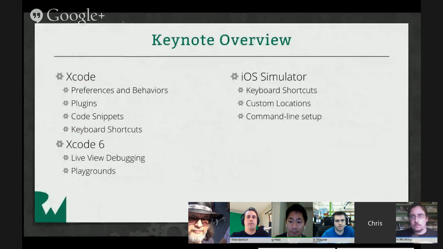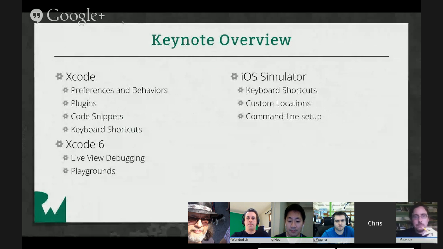So a lot of stuff we're going to cover today. First, we're going to go over some of the stuff in Xcode which is more generic. It's not specific to Xcode 6, but things that the team really felt were important to improve your productivity during the day. So things like preferences and behaviors, plugins, code snippets, shortcuts. We'll deep dive into each one of these. We'll talk about Xcode 6 specifically, such as live view debugging and playgrounds. And then take a tour over to the iOS simulator, which has some really cool functionality that I don't think gets a lot of attention.